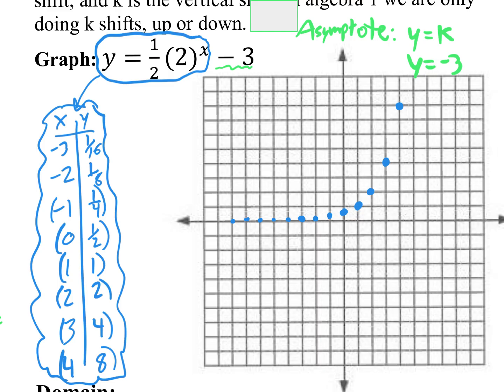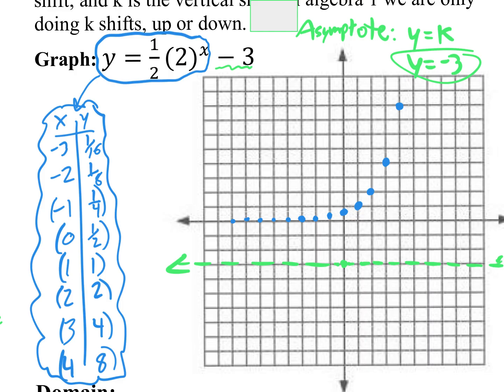So the easiest way to shift all these coordinates down 3 units is to start by graphing your asymptote. Okay, so let's graph the asymptote y equals -3. You go to the y-axis, you go to -3, put a dot there, and then from that dot, draw your horizontal line right through it. There's your asymptote y equals -3.